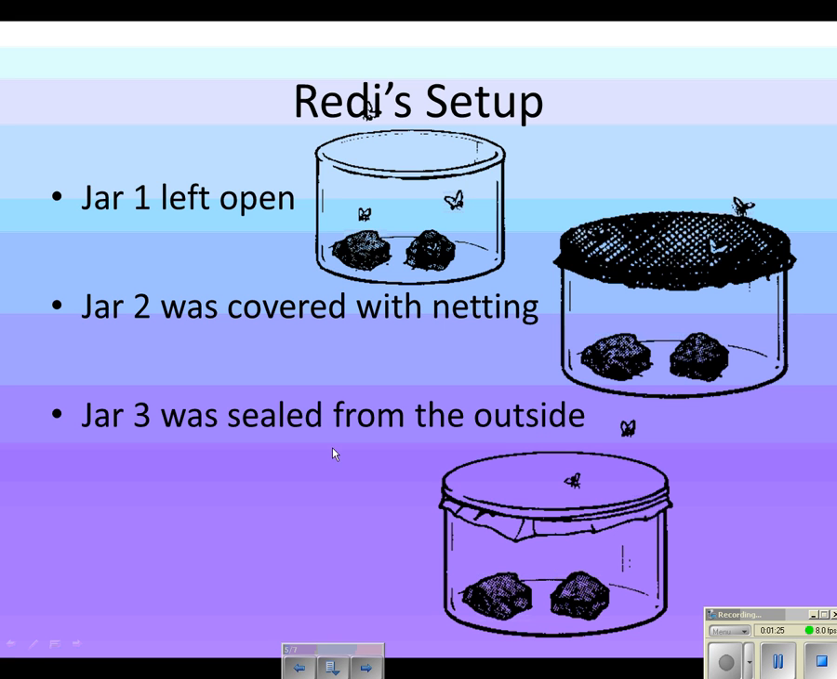His setup consisted of 3 jars. The first one was left open and it had some liver put in it, 2 pieces as you can see here. The second jar was covered, had the same liver in it, and had netting on it, and the third was sealed from the outside.